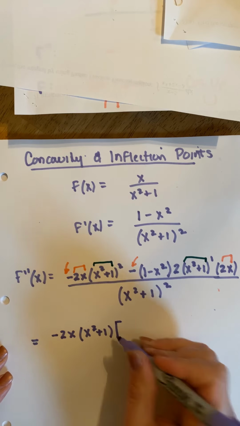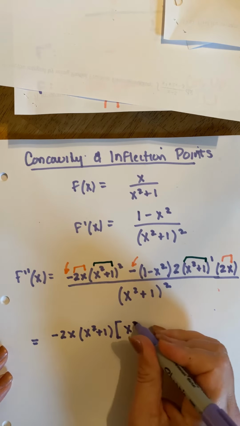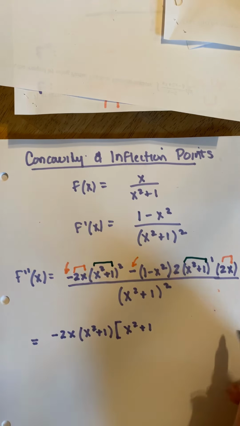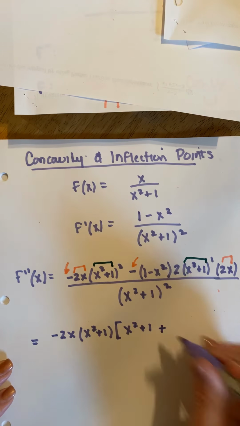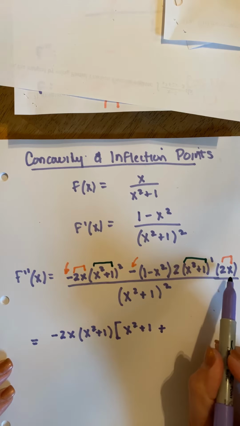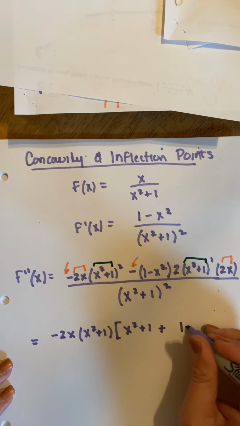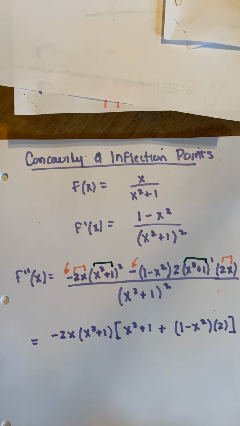So if I take out the negative, the 2x, and 1 of these, I'm left with x squared plus 1 in this first term, because I had 2, and I only took out 1. Here, well, this minus got pulled out, so that's going to become plus. I took out the 2x, I took this out, so all I have left is the 1 minus x squared, and this factor of 2. So this really isn't all that terrible.